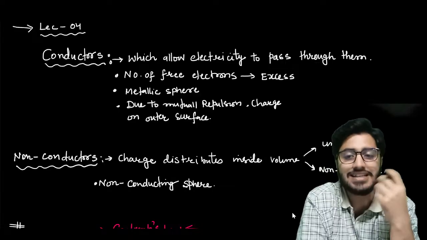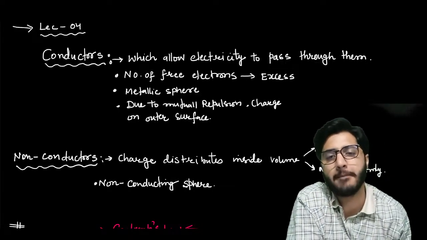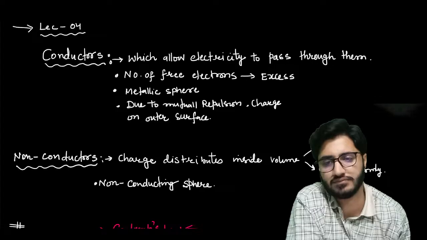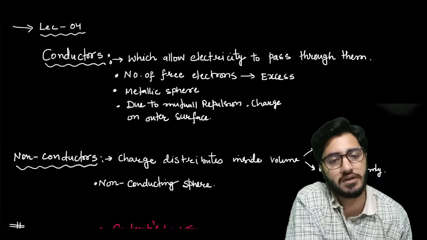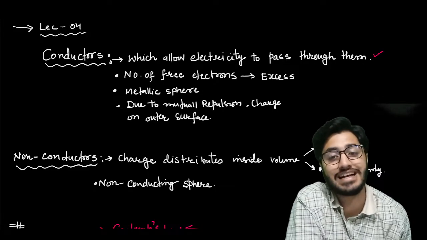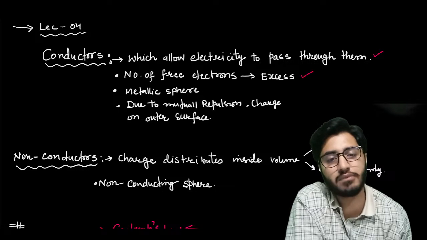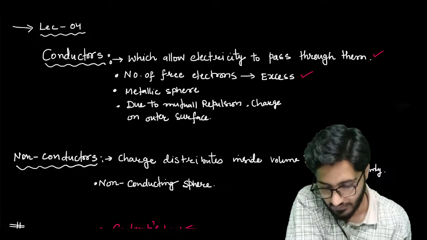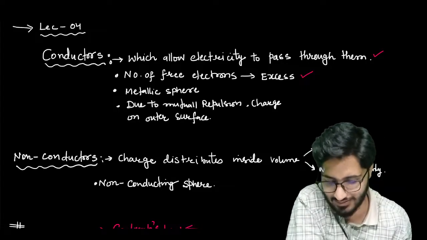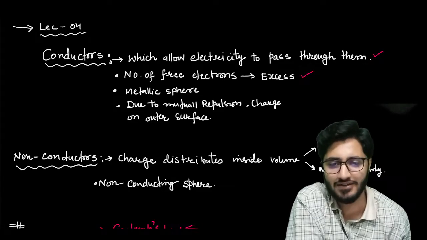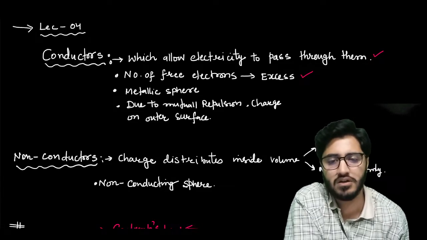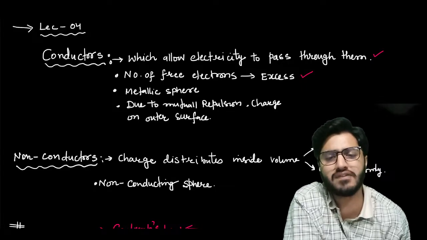Just like if we talk about the example, we have the metallic spheres. Look, I have also written here, which allow electricity to pass through them. Property of a conductor: they have an excess number of free electrons. So if we talk about the example, we have metallic spheres.